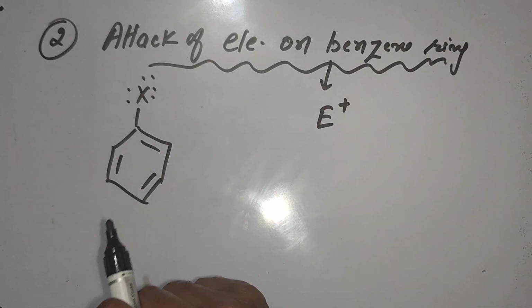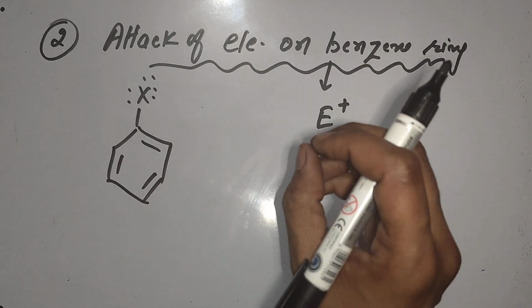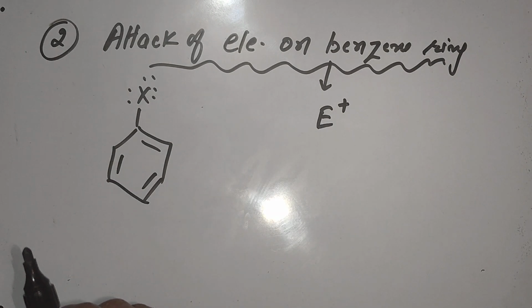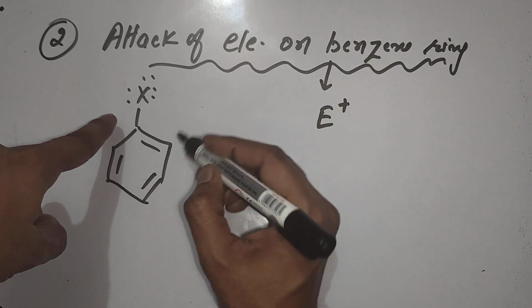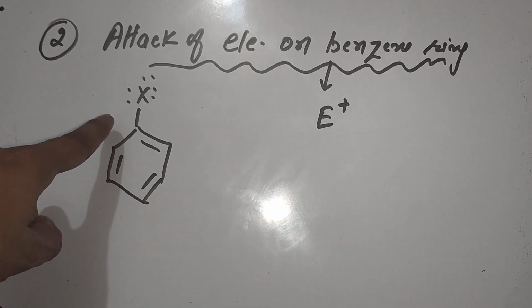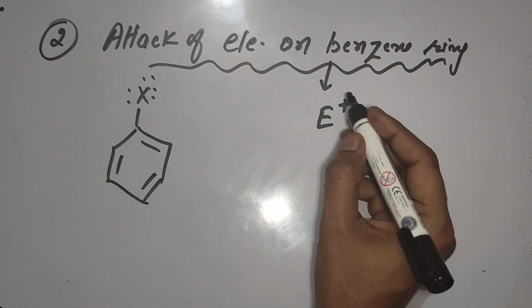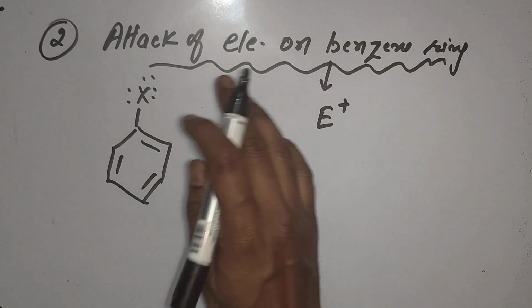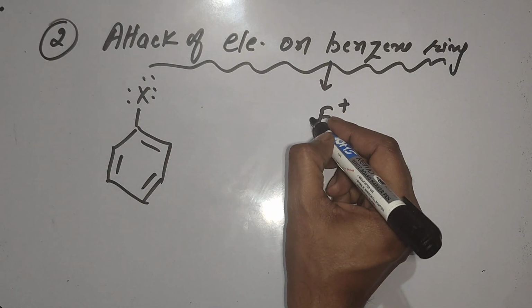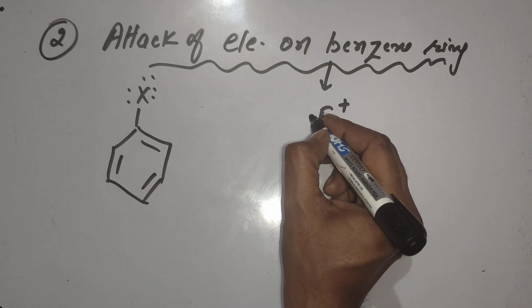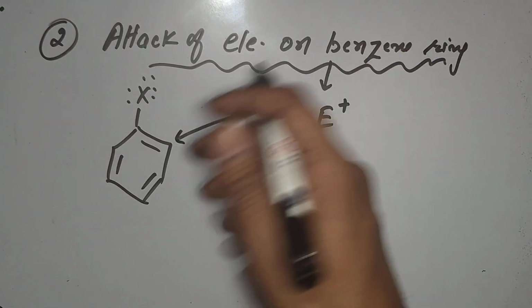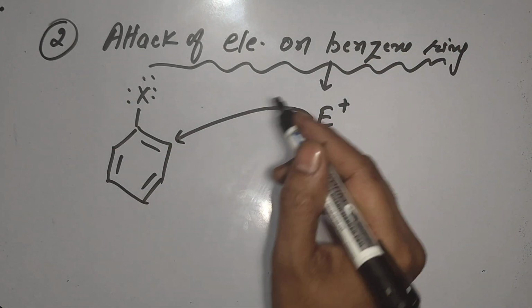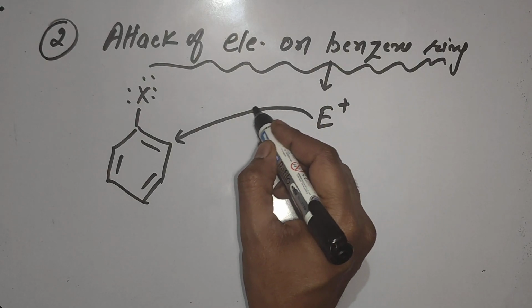Now, on what position will the electrophile attack? Already we have discussed that ortho and para positions are available here. Reason: due to resonance, electrons are mostly always present on ortho and para positions. Please check previous videos. So, I'm going to start the second step. The electrophile will attack, let's attack on ortho. Para, you can try by yourself. I am doing it with ortho.